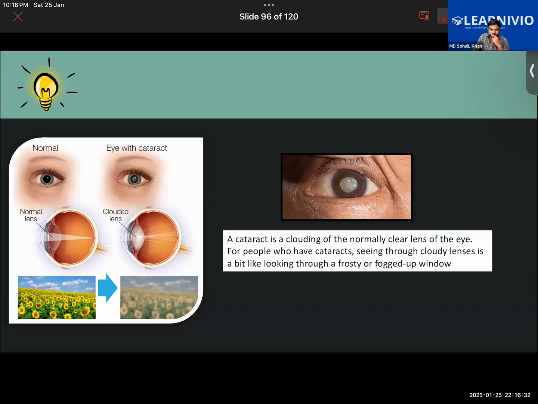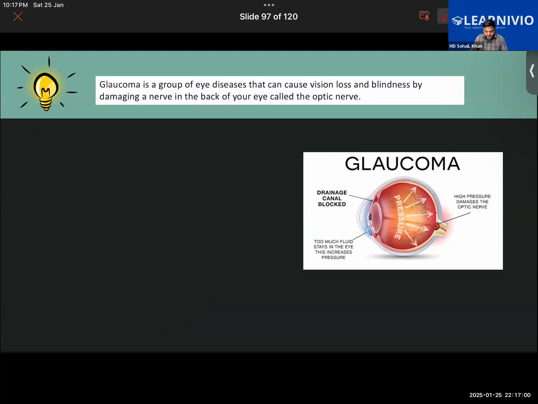Getting it, everyone? Protein structures, I'm saying that they get clumped up. In simple words, you can say that it is due to the clouding up of the lens, but to be very precise, they are protein structures that clump together and form a cloudy, frosty structure. So it will appear as if you're looking through a frosty or fogged up window. It is removed by surgery where the lens is replaced with an artificial lens. Hope you guys are getting it so far.